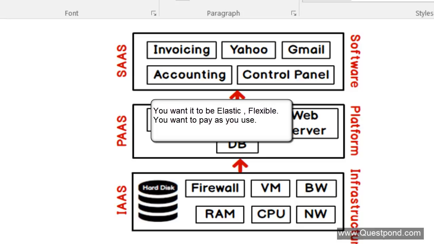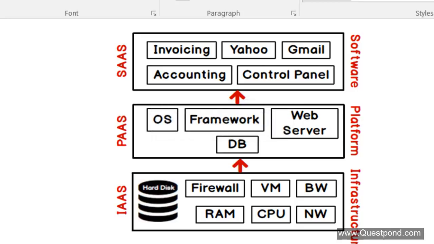In other words, you want it to be on demand. So in cloud, what happens is it follows the two principles of O. There are two principles, O and O. The first O stands for on demand.